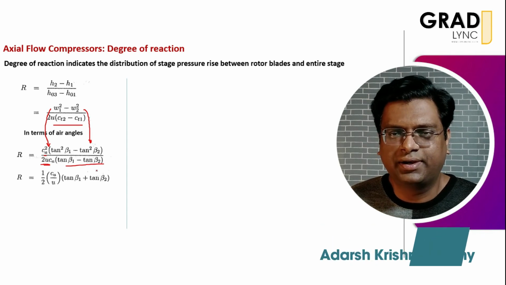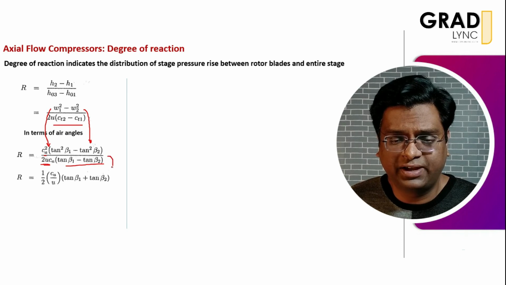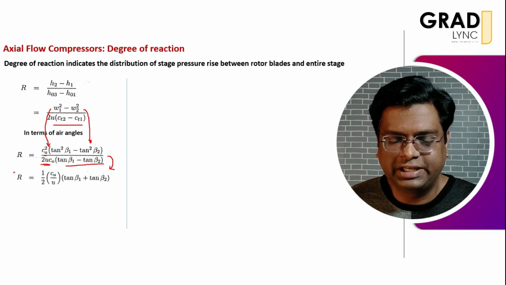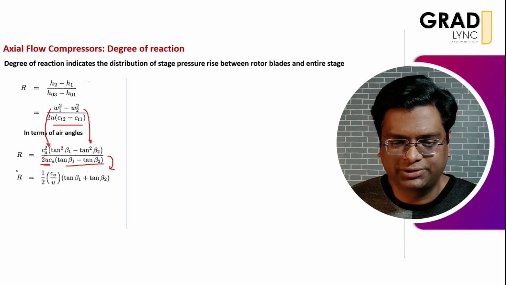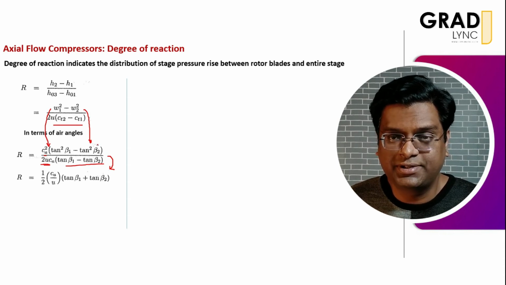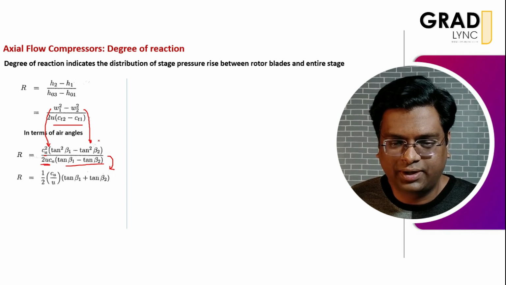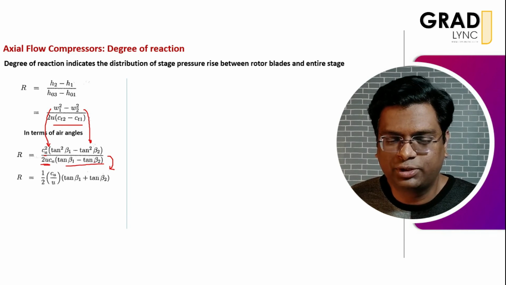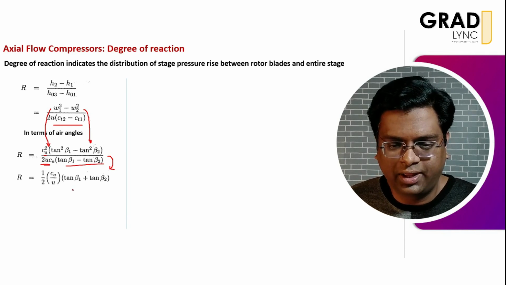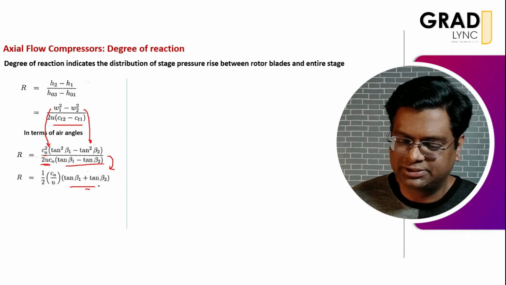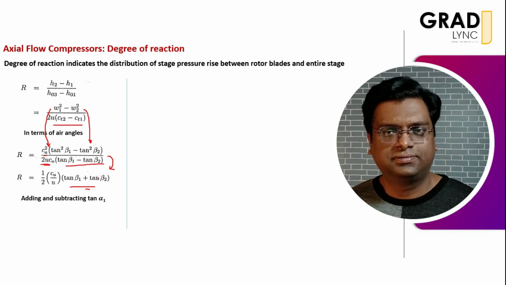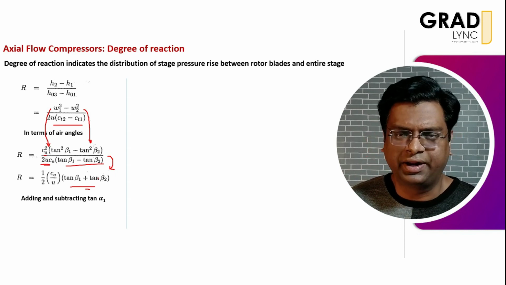Now this is a very interesting mathematical expression, and I can simplify it to the equation below, that is half of CA by u multiplied by tan beta 1 plus tan beta 2. It's a very simple process. The numerator represents a square minus b square, so I can convert it as a plus b into a minus b, and the a minus b terms get cancelled from numerator and denominator. So in the numerator I am left with only tan beta 1 plus tan beta 2. Now this equation is in terms of the blade angle or the relative air angle, beta.